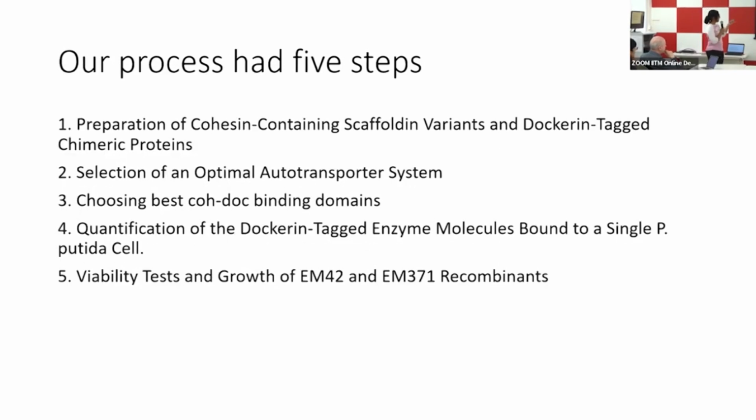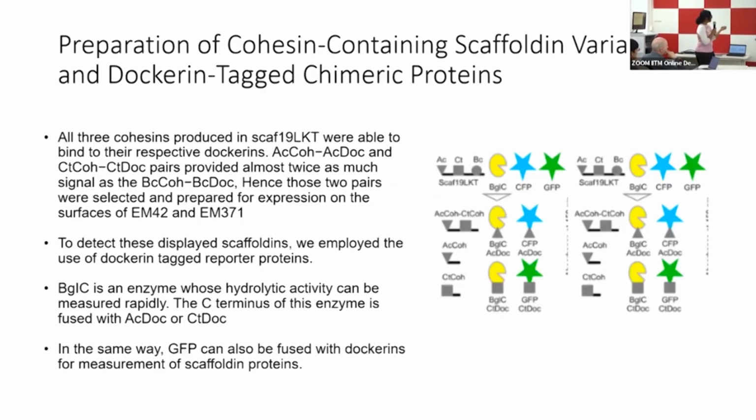Our process had 5 steps. The first step was the preparation of the cohesin-containing scaffolding variants and the dockerin-intact chimeric proteins. The first gene we took was the SCAF19L gene. However, we found that it was detrimental to the host's viability, so we reoptimized the codons and engineered it to get the SCAF19LKT gene. This gene produced 3 cohesins.